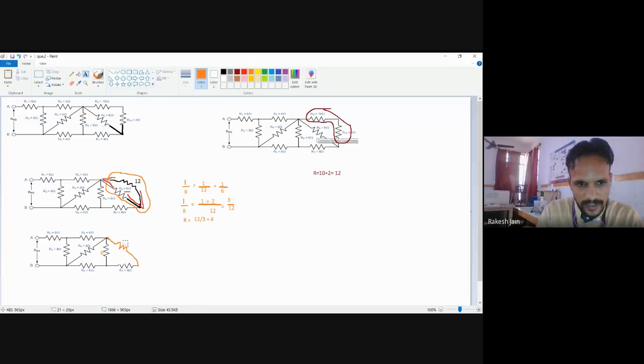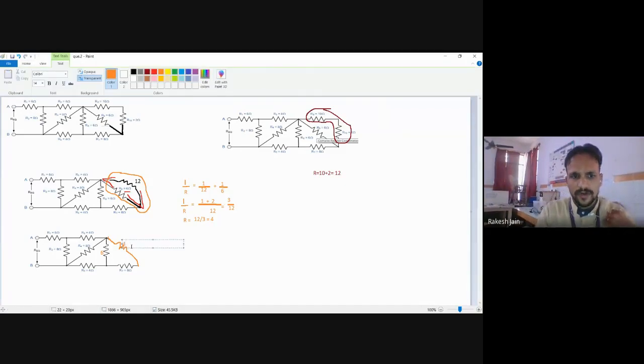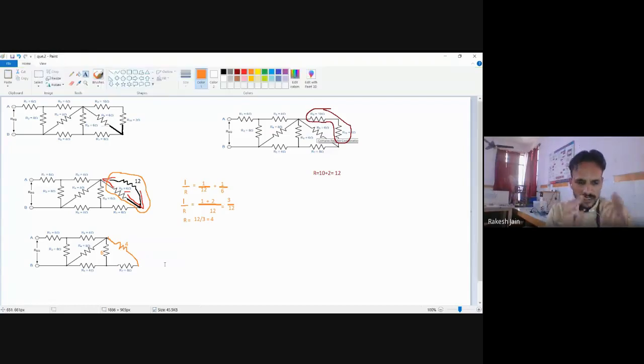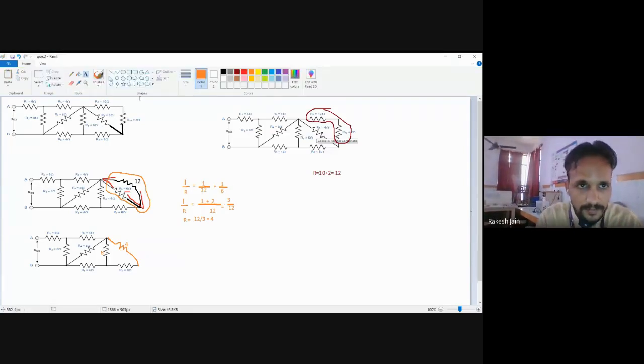So now the circuit is modified again. Now see, once again, just look at it. Now with this blue color, I'm going to teach you this 4 ohm and 8 ohm. This is one terminal of 4 ohm. This is another terminal of 4 ohm. Now see this 8 ohm.